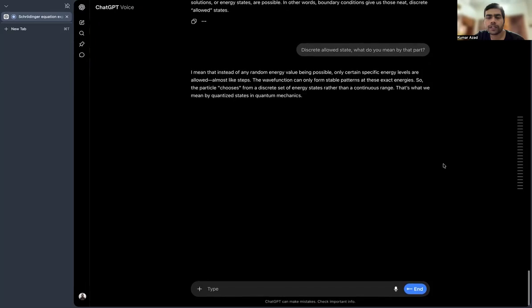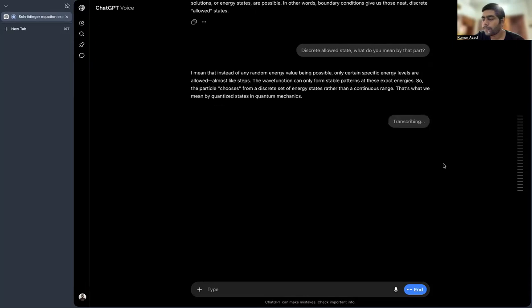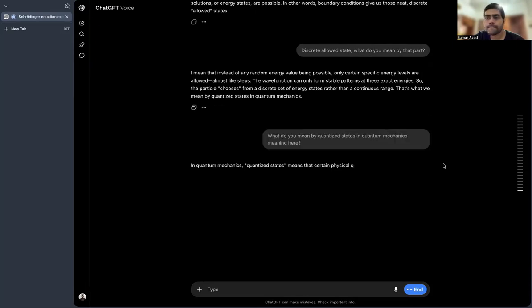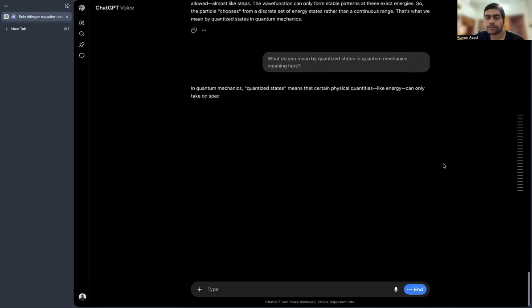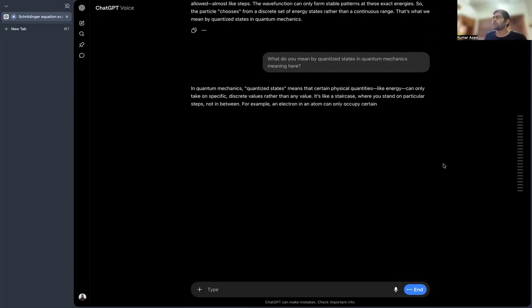What do you mean by quantized states in quantum mechanics? In quantum mechanics, quantized states means that certain physical quantities, like energy, can only take on specific discrete values rather than any value. It's like a staircase, where you stand on particular steps, not in between. For example, an electron in an atom can only occupy certain energy levels. That's why we see distinct lines in atomic spectra. Each line corresponds to a quantized energy transition.